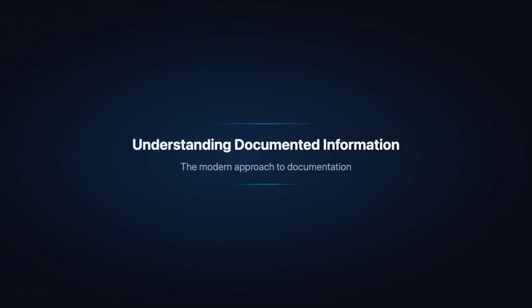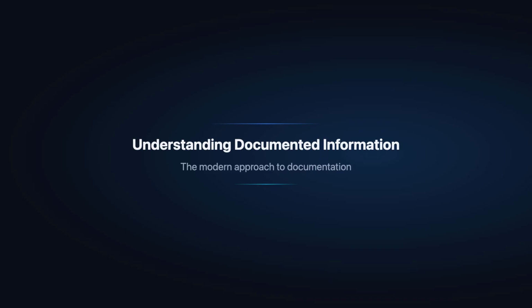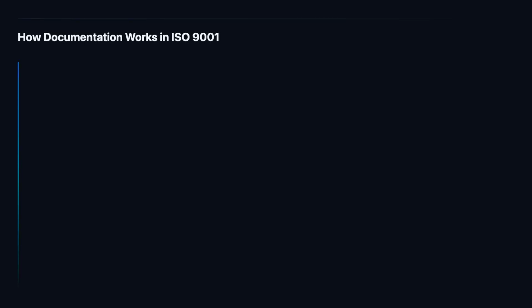Let us begin by understanding what documented information means and how it differs from the older terminology. ISO 9001 Clause 7.5 establishes the requirements for creating, updating, and controlling documented information within the QMS. ISO 9001 specifies certain documented information that must exist, such as the quality policy, quality objectives, scope of the QMS, and various records. Beyond these mandatory items, the organization decides what additional documentation is needed for the effectiveness of its QMS. A small company may need far less documentation than a large manufacturer.